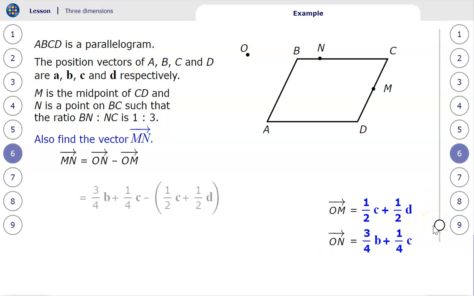Finally, if I want to get the displacement vector MN, all I have to do is plug those values in, and there is my displacement vector.